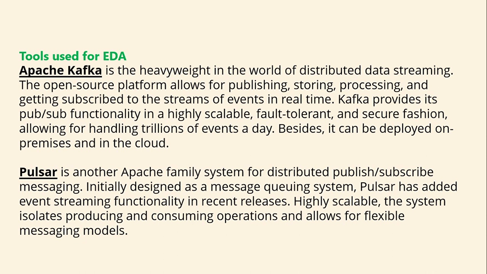The next tool which we can use is Apache Kafka. It is the heavyweight in the world of distributed data streaming, an open source platform which is used for publishing, storing, processing, and subscribing to the stream of events in real time. Kafka provides its PubSub functionality in a highly scalable, fault-tolerant, and secure fashion, allowing for handling trillions of events a day. Besides, it can be deployed on-premise and in the cloud. The next tool is Pulsar. It is another Apache family system for distributed publish-subscribe messaging. Initially designed as a message queuing system, Pulsar had event streaming functionality added in a recent release. It is highly scalable, and the system isolates producing and consuming operations and allows for a flexible messaging model.